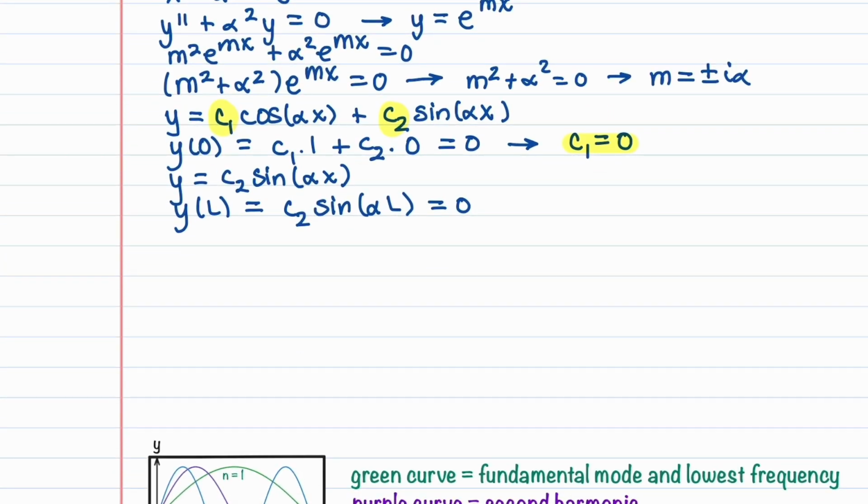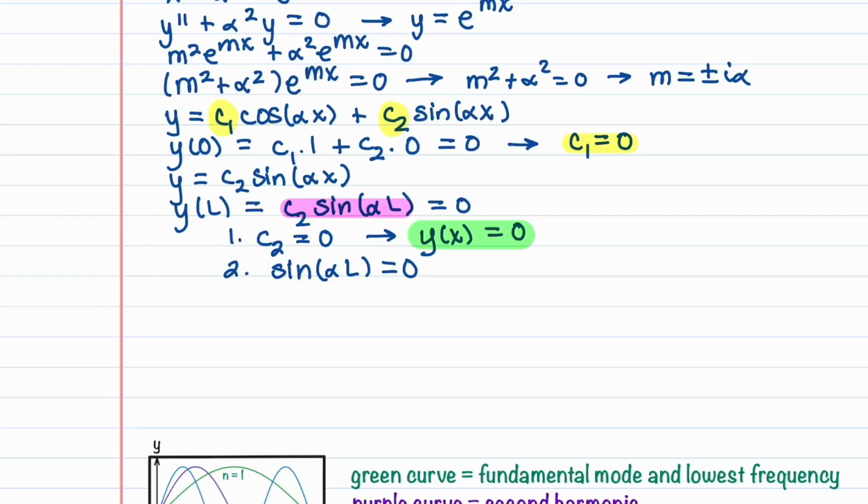There are two ways that this expression can equal 0. The first way is when C2 is equal to 0. Just like case 1 and case 2, when we let C2 be equal to 0, we get that y of x is equal to 0. So we get the trivial solution. So that's one solution. However, with this case, we have more solutions that are much more interesting. The second type of solutions we're going to get is when we set sine of alpha L equal to 0.